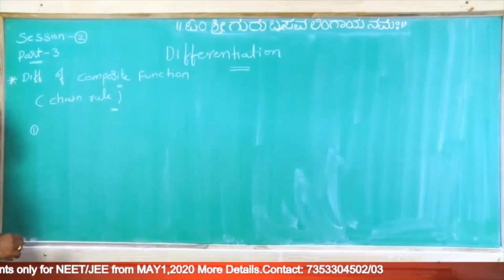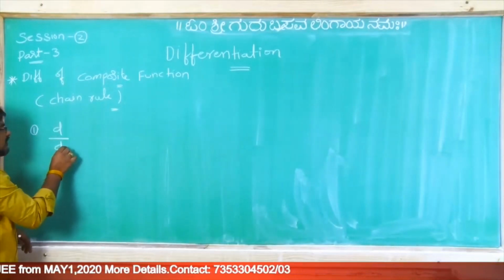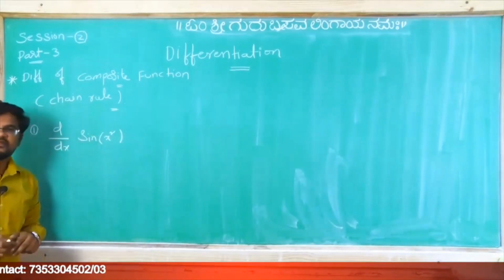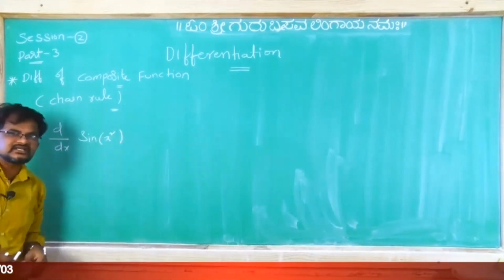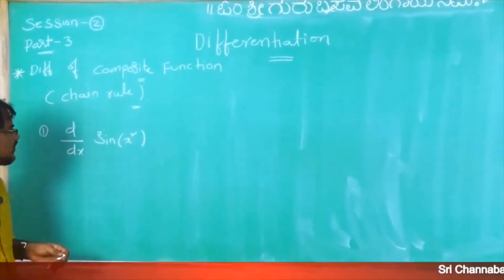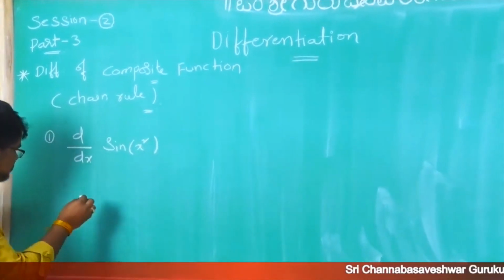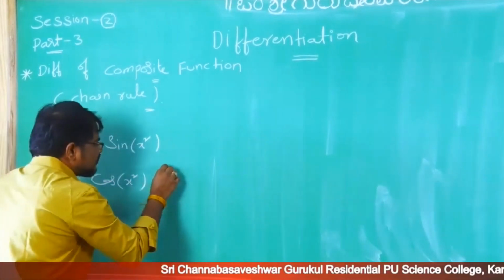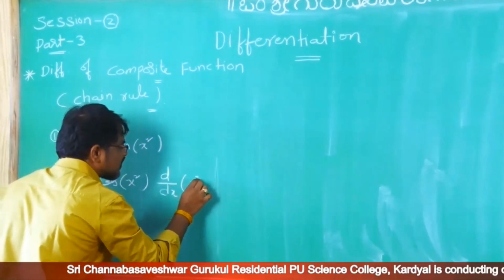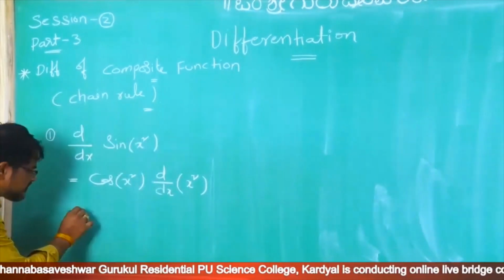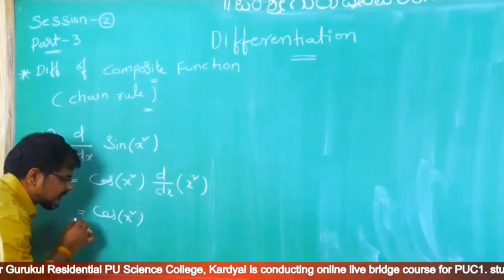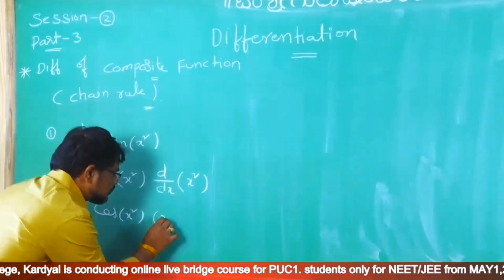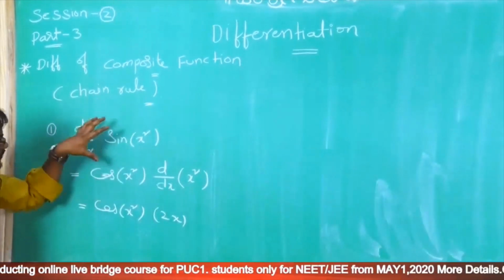First one is d by dx of sine of x square. So first, which function do we have to consider? This one, sine x. Now the differentiation of sine x is what? Cos x. That is equal to cos of x square. Again we have to do the differentiation for x square. Again d by dx of x square is what? 2x.